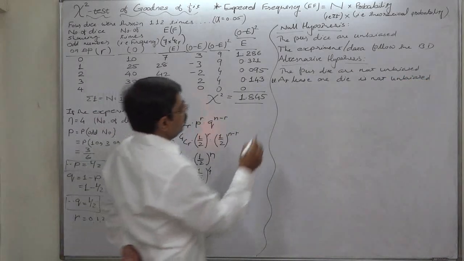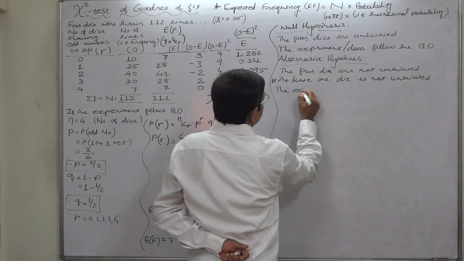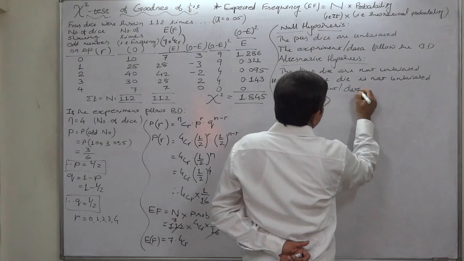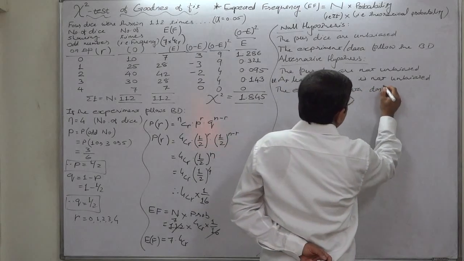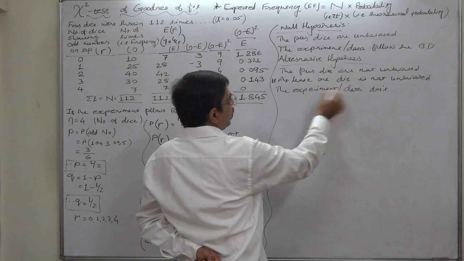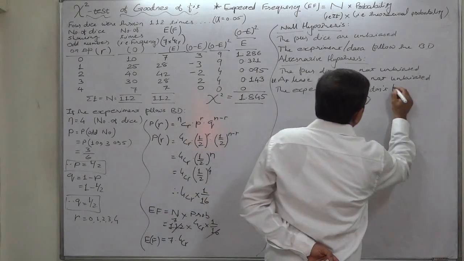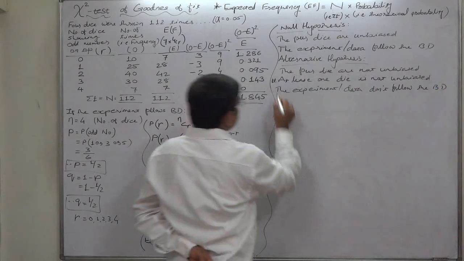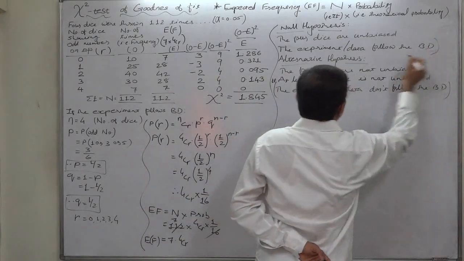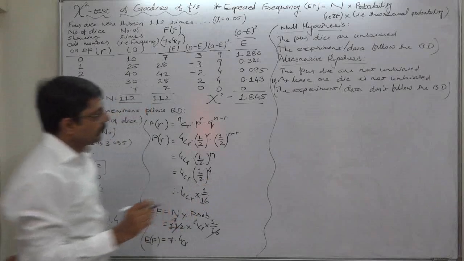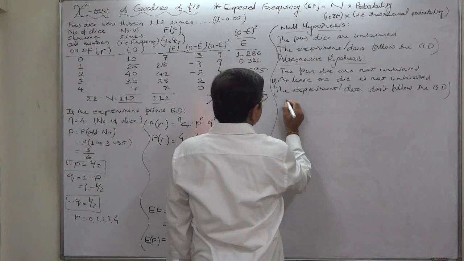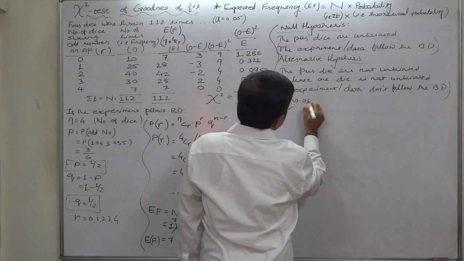Okay? Similarly, the experiment or the data of the experiment don't follow, I use don't because of the word data, follow the binomial distribution. Yes? Okay, let's write this into brackets. And now we have been given that level of significance is 5%, alpha 0.05.